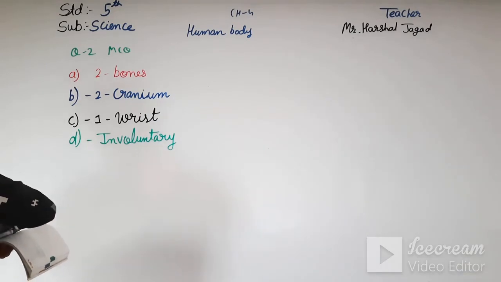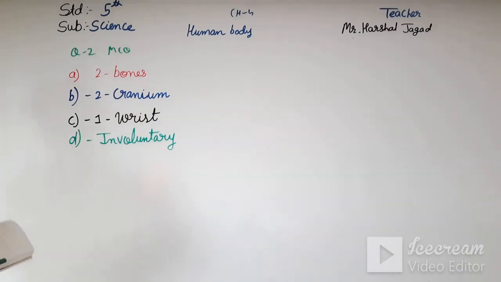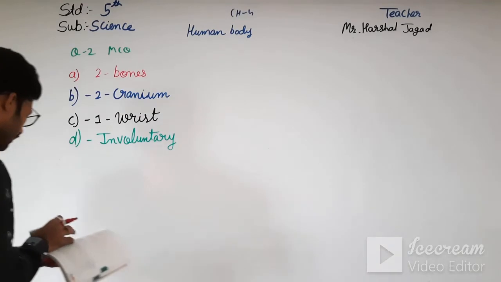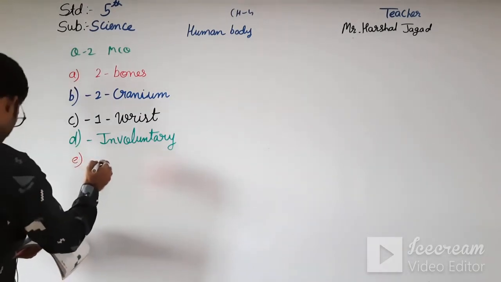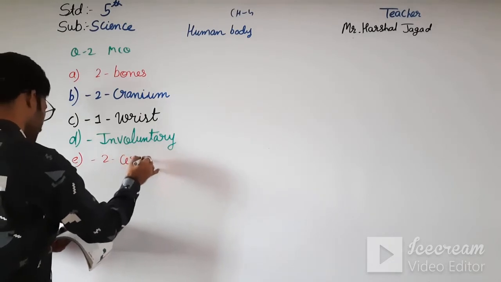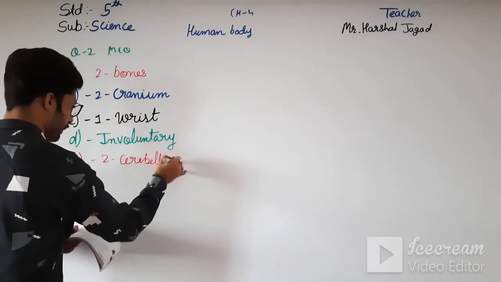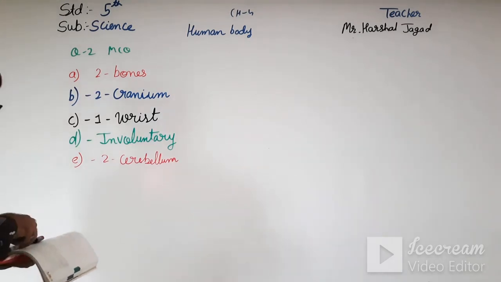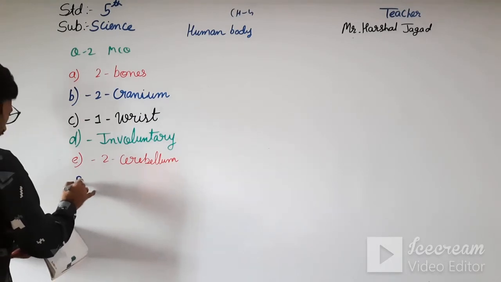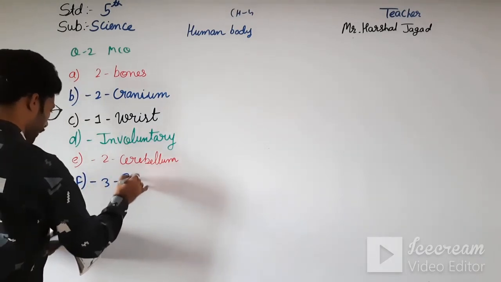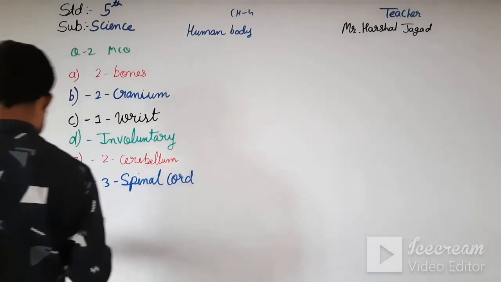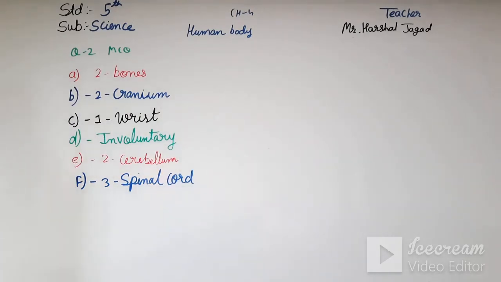Fifth one, the dash controls muscular coordination of body balance. So, in that it will be E, that is second, cerebellum. And F, that is the dash controls the reflex action. So, in that F, 3, that is spinal cord. Okay, students, please note down the answers of this and then we will move further.